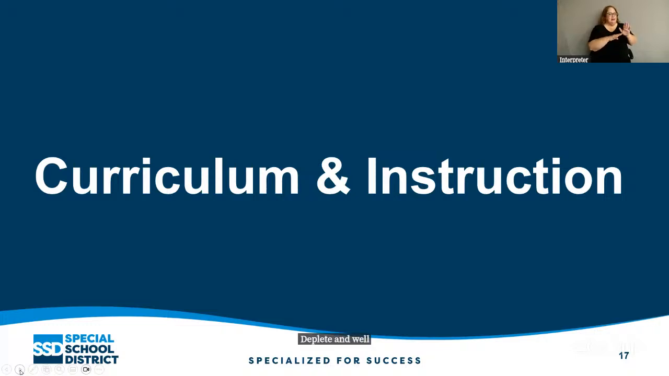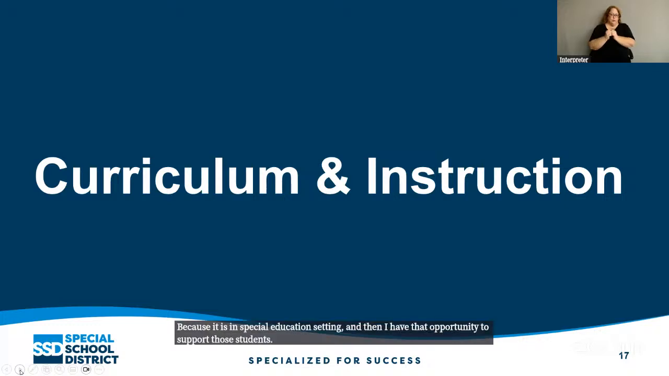Developing in our special education. If you look down here, the early childhood special education setting, we will have what is an integrated classroom. As a teacher of special education, I still have students without IEPs who can be enrolled into my program. I have more students with IEPs than without IEPs because it is a special education setting, and then I have that opportunity to support those students and to work with them in that setting.